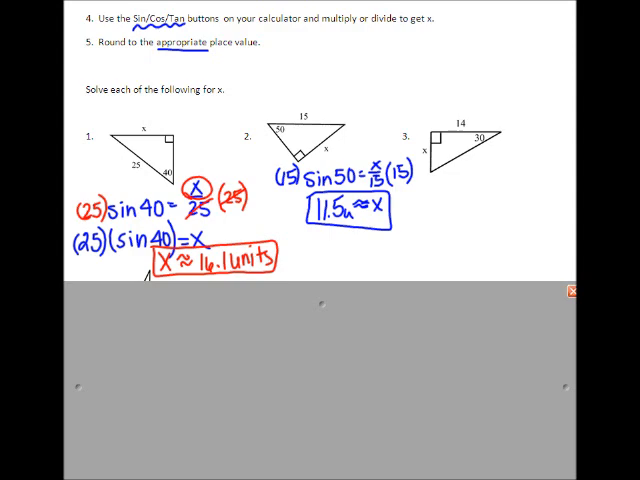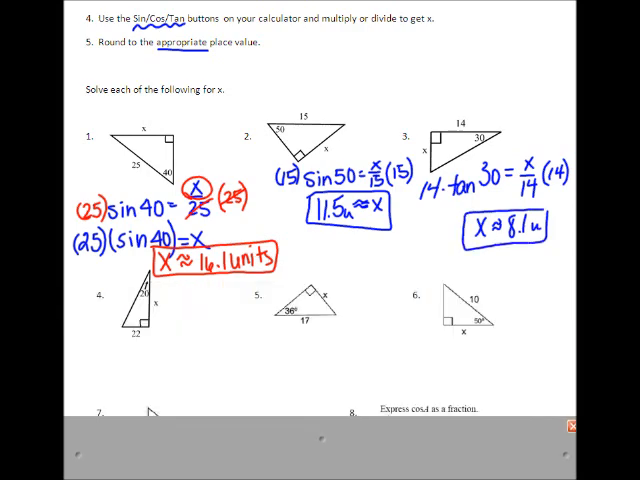Okay, we have a tangent problem here. How exciting. I get to use a different button. So tangent of 30 equals, this is opposite over adjacent, so x over 14. So I'm going to multiply both sides by 14 to cancel that. And if you do 14 times tangent of 30, you should get, drum roll please, x is approximately 8.1 units. Not too bad, right? Hardest part's figuring out what you need to do.